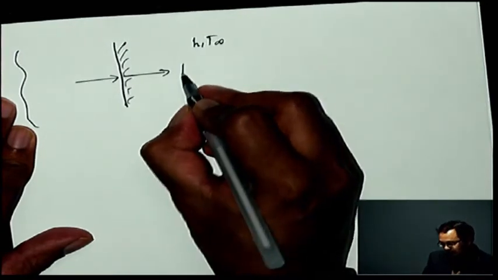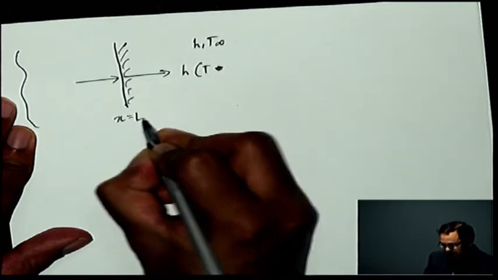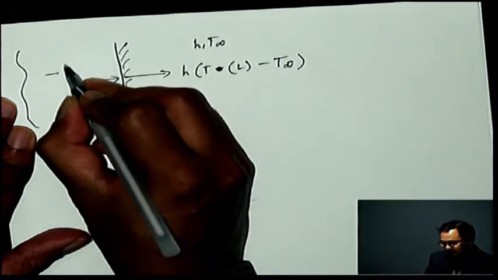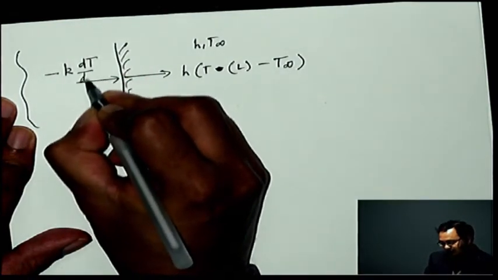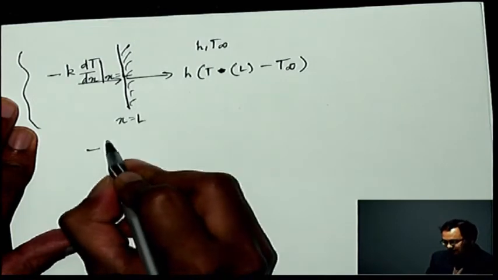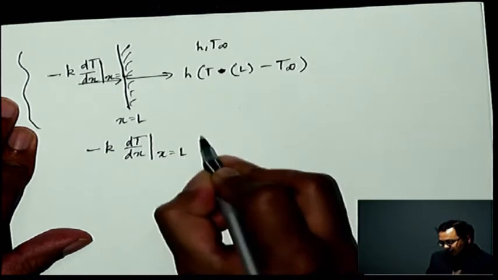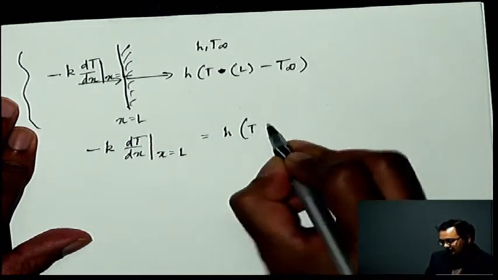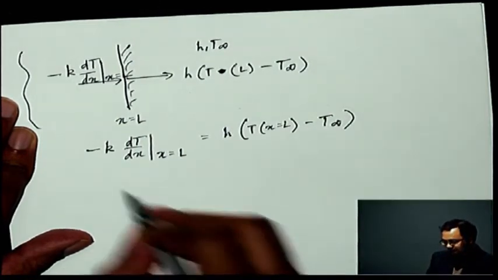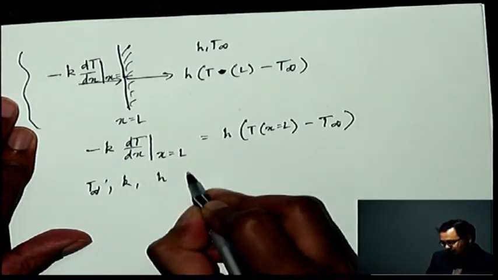So my boundary condition becomes h times T at, suppose this is x equal to L, my right boundary, T at x equal to L minus T infinity, and this is balanced by negative k times dT/dx at x equal to L. So the boundary condition is negative k dT/dx at x equal to L is equal to h times T at x equal to L minus T infinity, where T infinity, k, and h are constants.